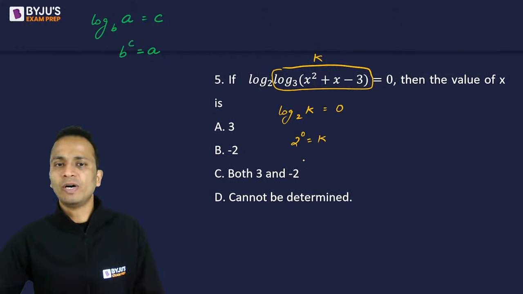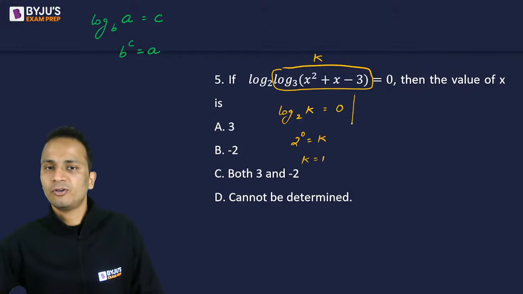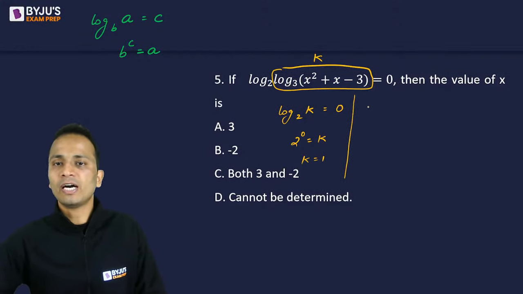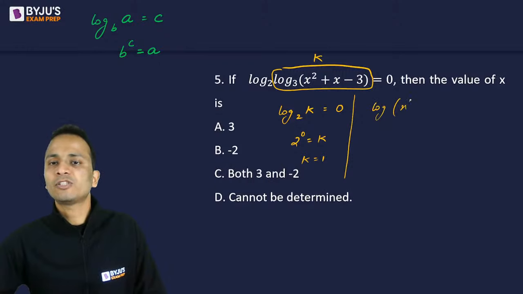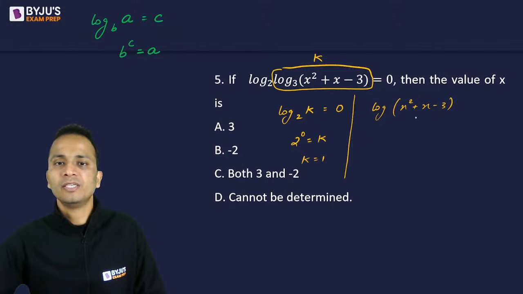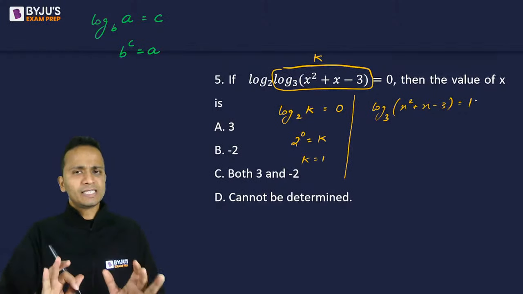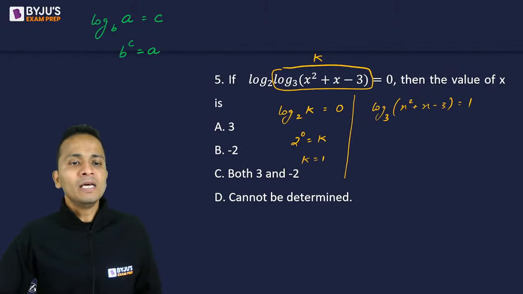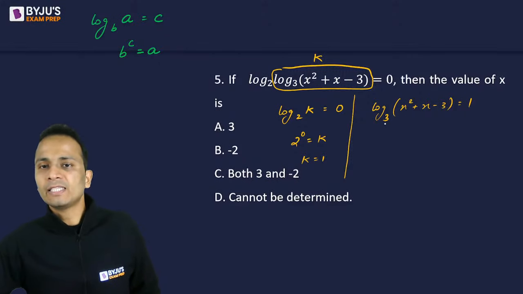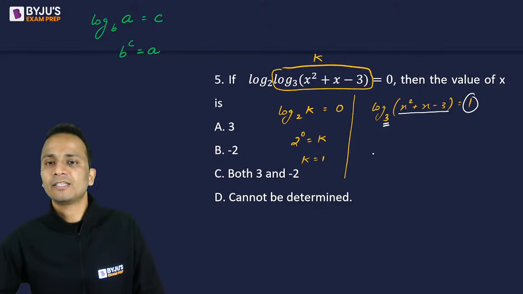So 2 raised to 0 is 1, so the value of k will be 1, right? So I can write, what did we assume k to be? Log of x square plus x minus 3 to the base 3. So this was k and this is equal to 1. This is the first step, right? Now once again using the same property, I can say that 3 raised to the power 1 will be equal to this expression in the bracket. So x square plus x minus 3 will be equal to 3 raised to the power 1. And you can write x square plus x minus 6 is equal to 0.